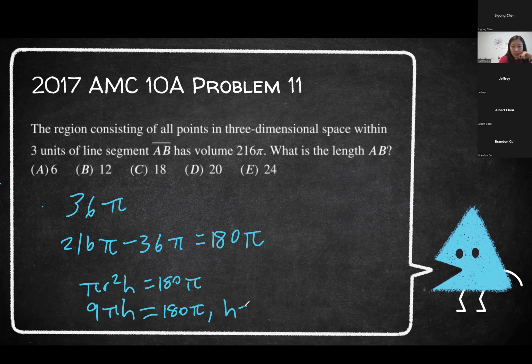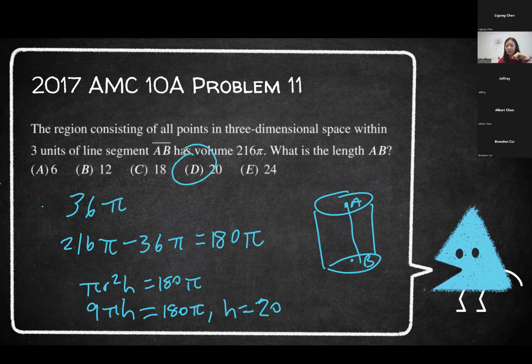So then our height is 20. And height, again, is the same thing as AB because in our cylinder, AB is our height, right? It's really sloppy, but AB is the height. So our height is 20. So yeah, that's how we will find the height.